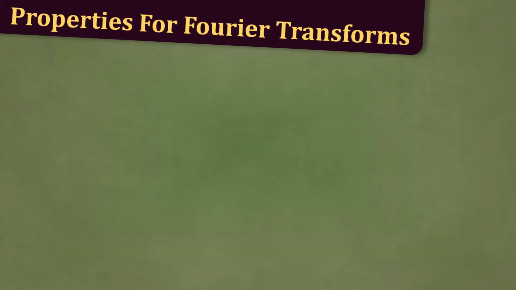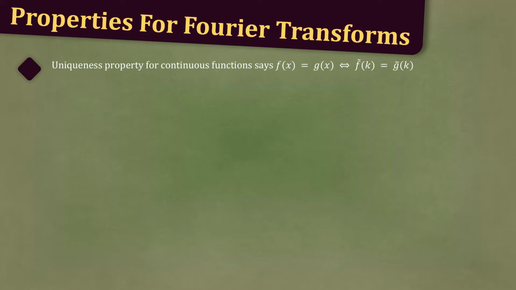Now, let's state some properties for Fourier transforms. The uniqueness property for continuous functions says that f(x) equals g(x) if and only if f̃(k) equals g̃(k).